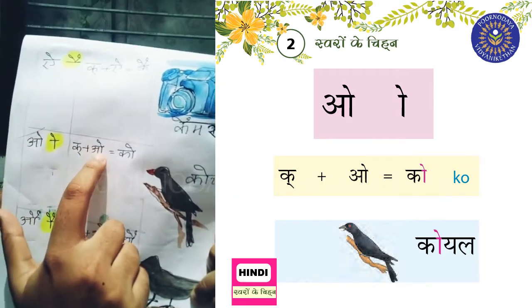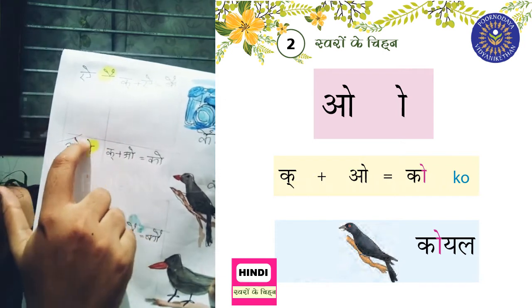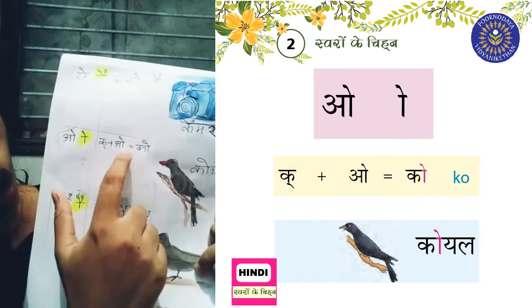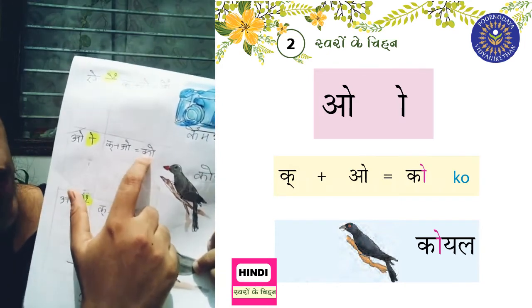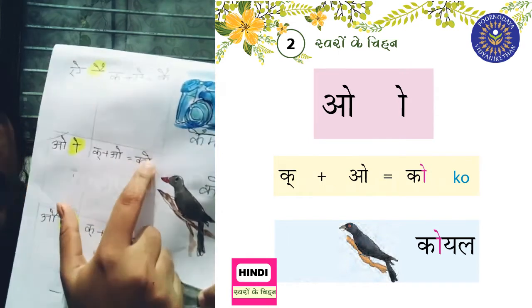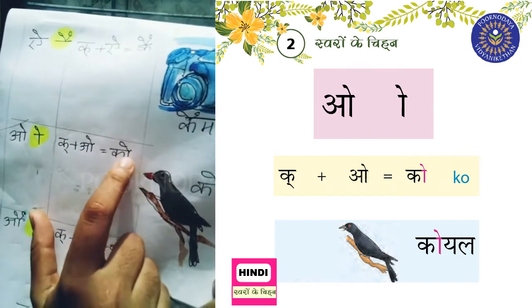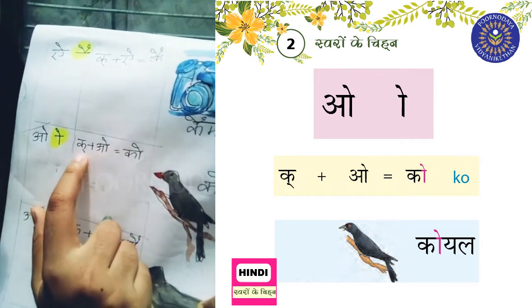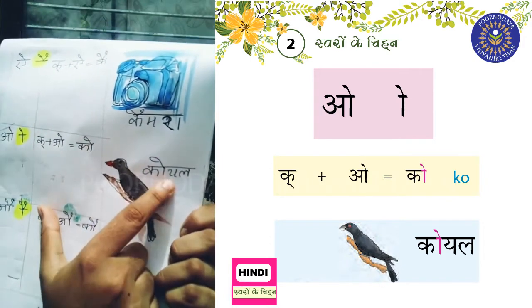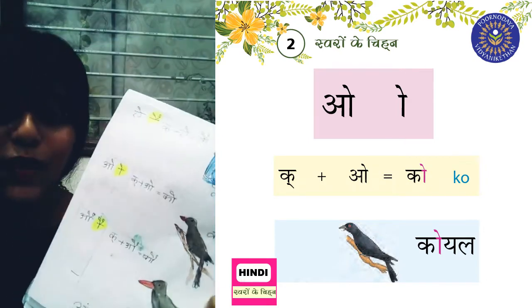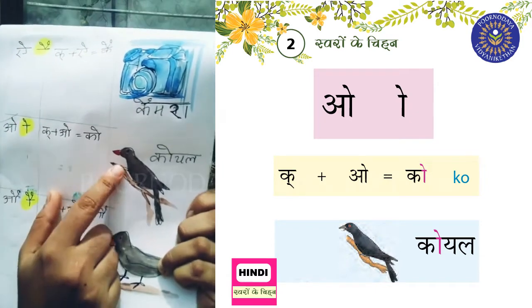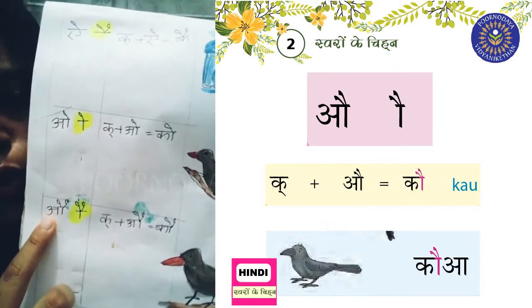So ko plus O. O gets replaced with its matra, one standing line and one flag on top. Ko. So when you combine ka plus O matra, ko. Koyal is a bird. How does koyal sound? Coo, coo. So you see this ow.